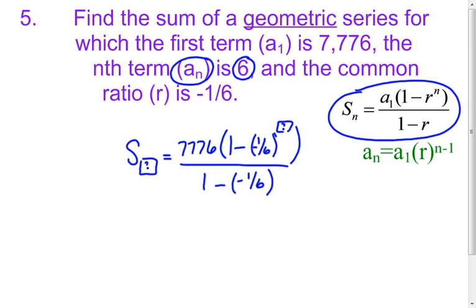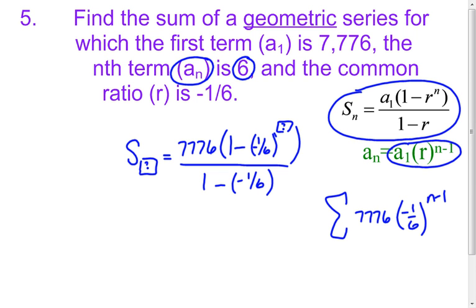So let's say that I wanted to use sigma. If I wanted to use sigma, I'd have sort of the same problem. Again, this is a geometric sequence, so you need to use sigma with this. My first term is 7,776. My common ratio is negative 1/6 to n minus 1. I know I'm adding from my first term to my, I don't know what number to put there either. So again, you're going to have to go back to this formula.